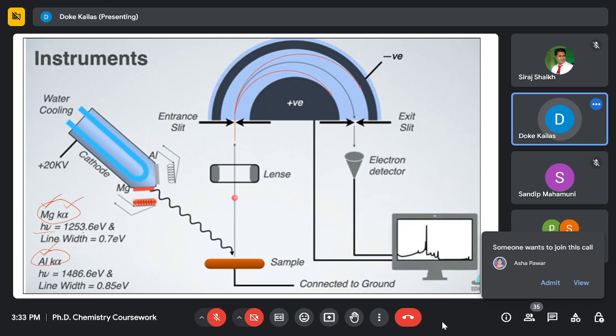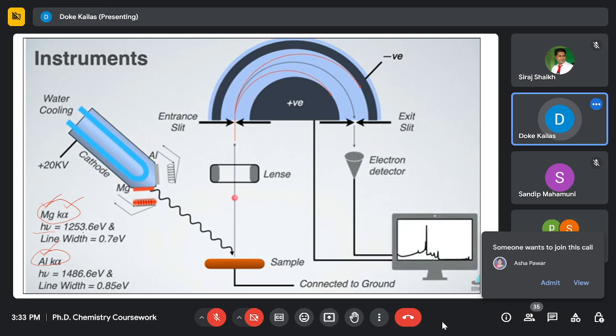For example, if the anode is made from magnesium and X-rays are emitted, then it is called magnesium K alpha. If the anode is made from aluminum and X-rays are emitted from aluminum, then it is called aluminum K alpha 1 or K alpha 2 or K beta 1 or K beta 2. That I explained yesterday. So this is an X-ray tube. That is the incident radiation, that's why it is called X-ray. Then this is the sample.